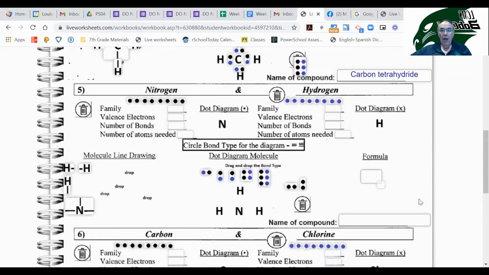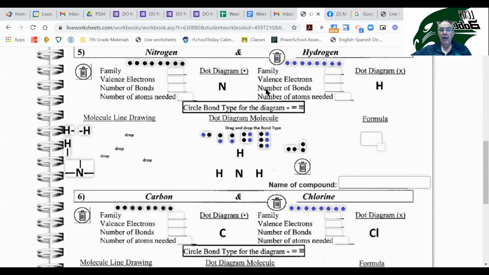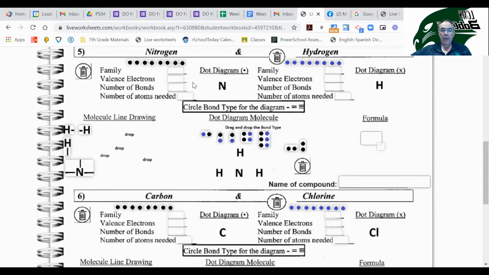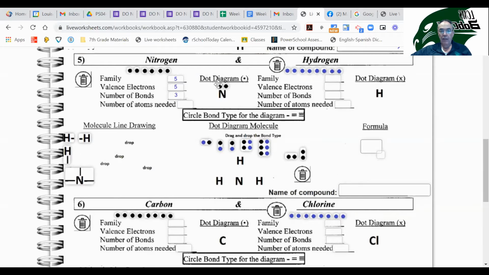Okay. Now, the second example here says we're going to bond nitrogen to a hydrogen. So we look on the periodic table and find out nitrogen is in family 5. It has 5 valence electrons, and it has an oxidation number of 3. So we're going to put 5 dots on the dot diagram for nitrogen to represent these 5 valence electrons. And we don't need these other 3 electrons, so we're going to dump them into the trash.